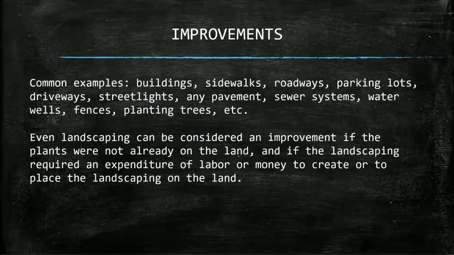So common examples of improvements are the ones that we think about most readily: the buildings, the sidewalks, roadways, parking lots, driveways, all that sort of thing, street lights, pavements, sewer systems, water wells, all of that. But it can also include things like planting trees and landscaping if it is done artificially and it was done for the purpose of enhancing the property's value.